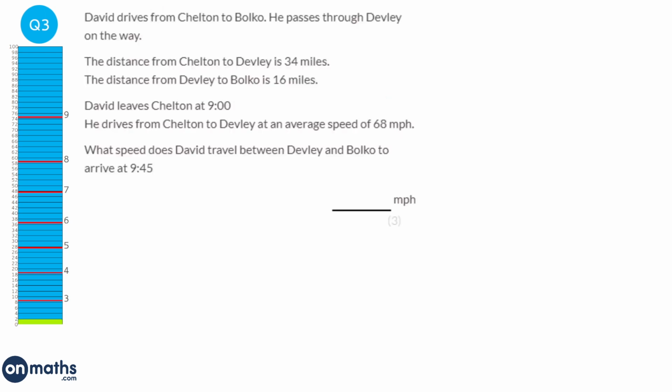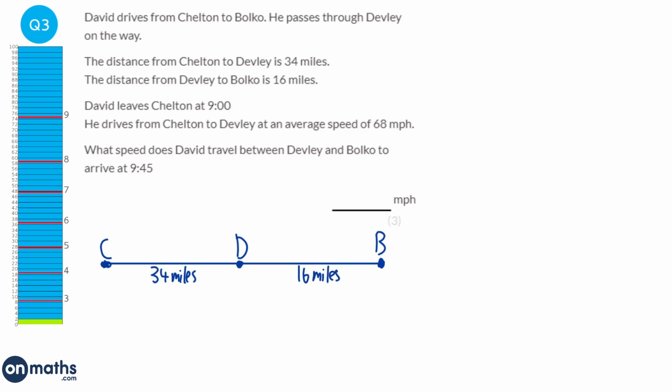There's an awful lot going on in this question. Whenever there's an awful lot going on, it's always best to draw a diagram. So we're going to start off at Chiltern, which is a C. Then we go to Bolko, that's where we're going. And we go through Devley on the way. So we'll do D there. Distance from Chiltern to Devley is 34 miles. Distance from Devley to Bolko is 16 miles. So I'm just reading through the question, adding it to my diagram.